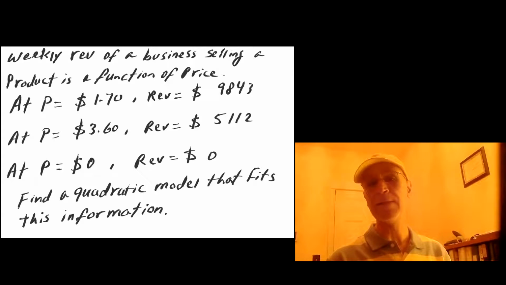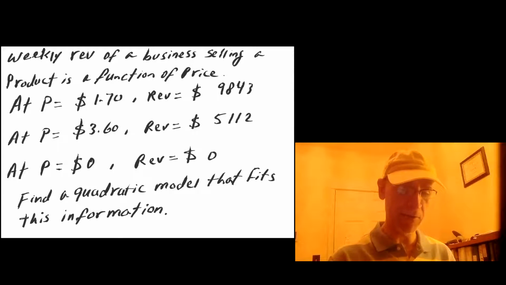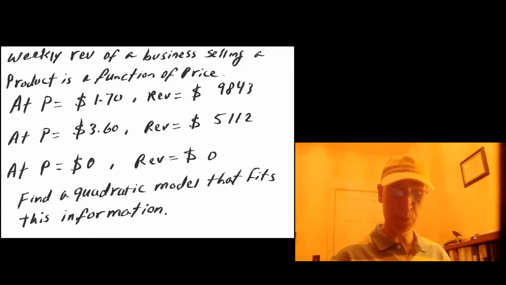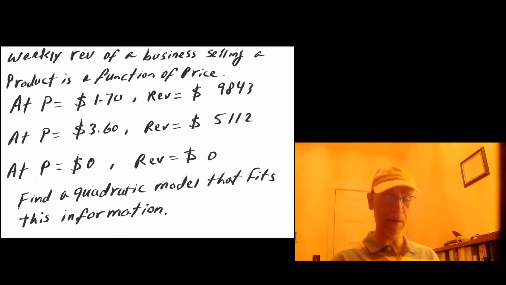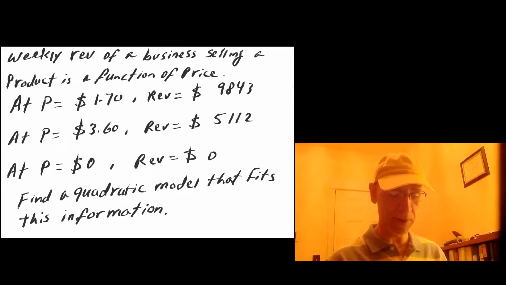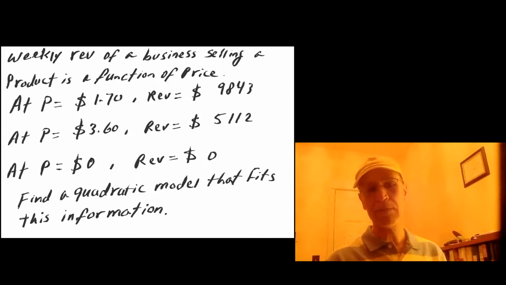It is given to us that the weekly revenue of a business selling a product is a function of price. When price is $1.70, the revenue is $9,843. When the price is $3.60, the revenue is $5,112. And when the price is zero, there is no revenue.